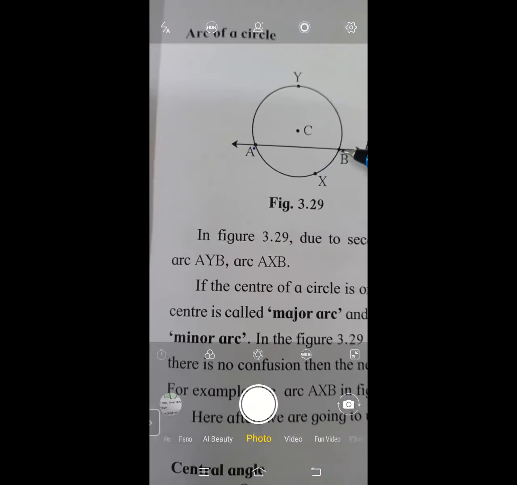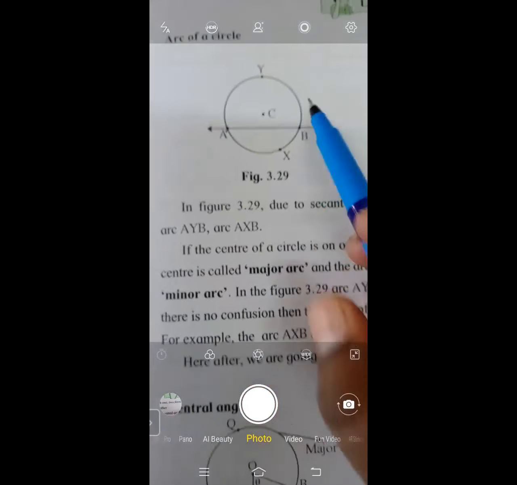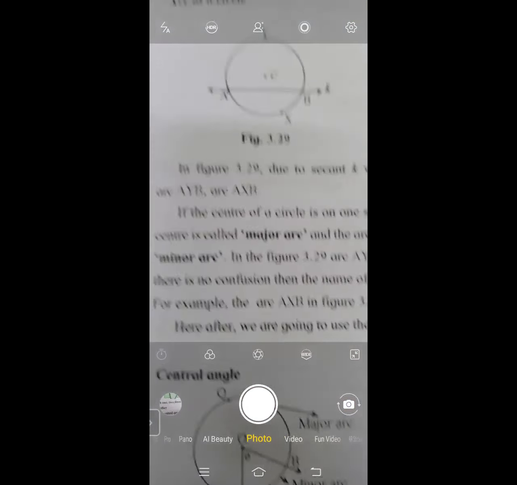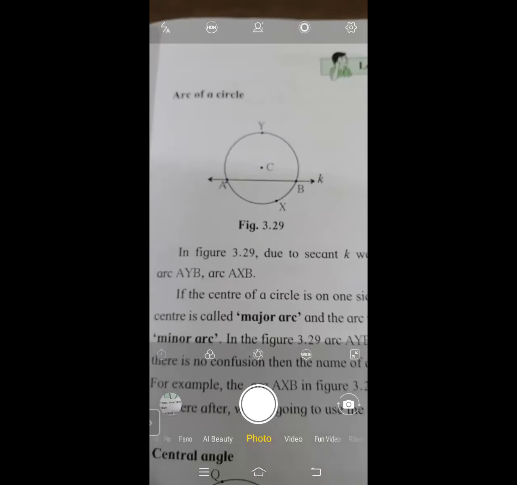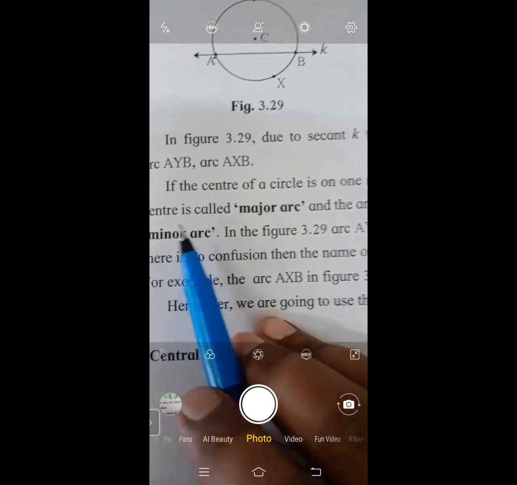In figure 3.29, due to secant K, we get two arcs of the circle with center C: arc AYB and arc AXB. Try to locate these two arcs, AXB and AYB. If the center of the circle is on one side of the secant, then the arc on the side of the center is called the major arc.